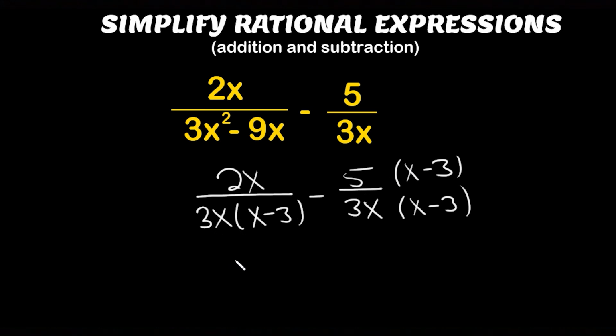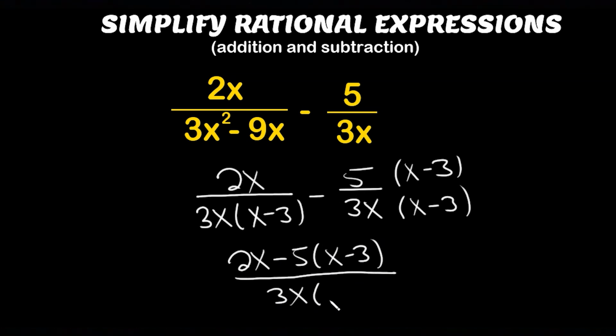So rewriting it, we get 2x on our numerator and then minus 5 times x minus 3 all over our common denominator, which is now going to be 3x and then x minus 3, okay? So again, be careful here. These factors of x minus 3 are not going to cancel out. You have 2 terms on your numerator and 1 term on your denominator. You need that 1-to-1 ratio, okay? And we're not there yet.